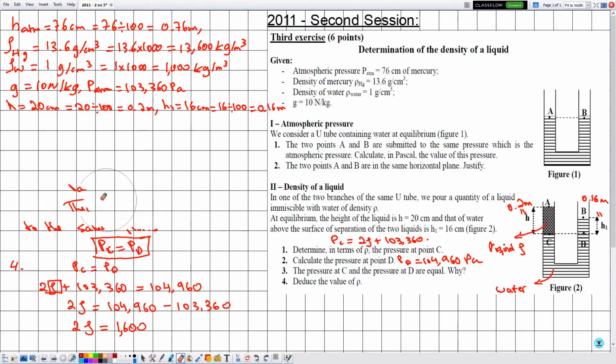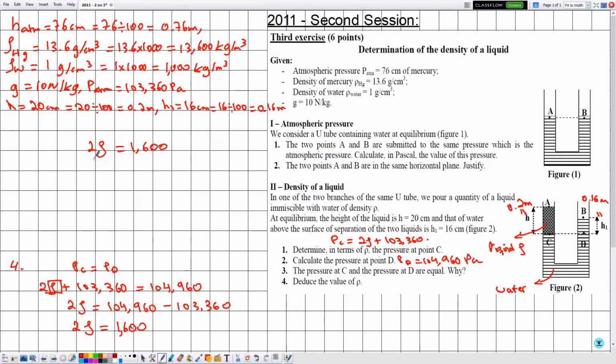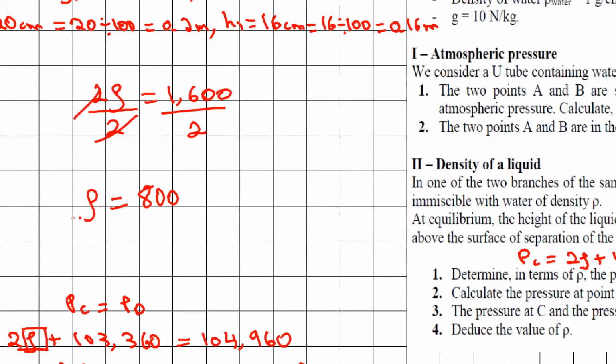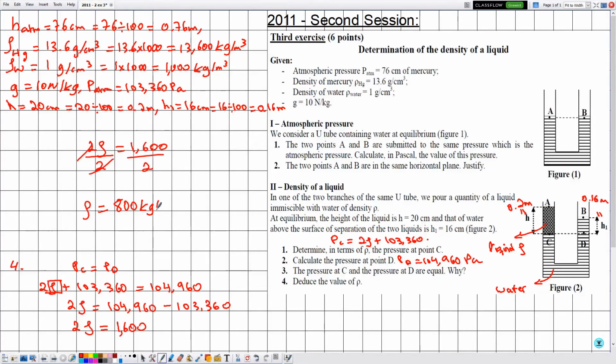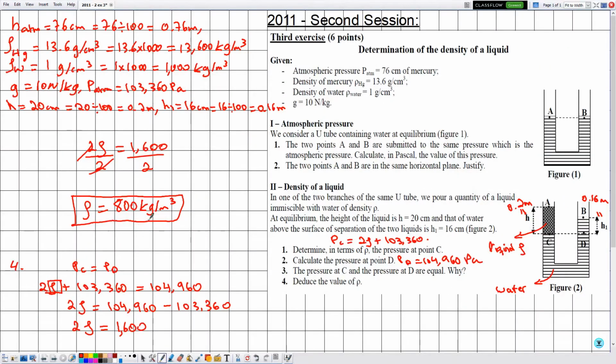So we have now that 2 rho is equal to 1,600. Knowing that we didn't determine the value of rho, we determined the value of 2 rho. So dividing both sides by 2, the value of rho is equal to this fraction. Plugging this fraction on the calculator, it is given by 800. Since everything is in the SI, the value of rho will be in the SI, which is kilogram per meter cube. Then the density of this liquid, which is immiscible with water, is given by 800 kilogram per meter cube.